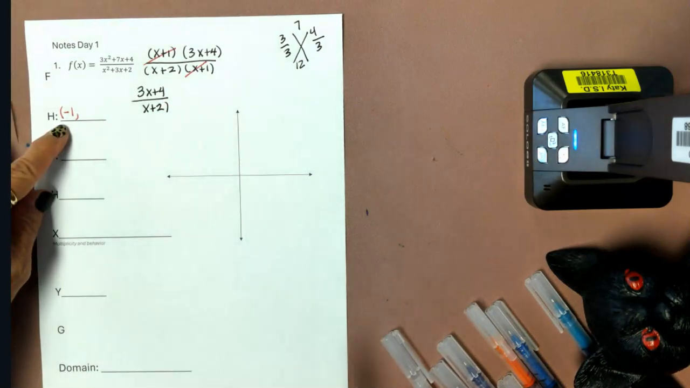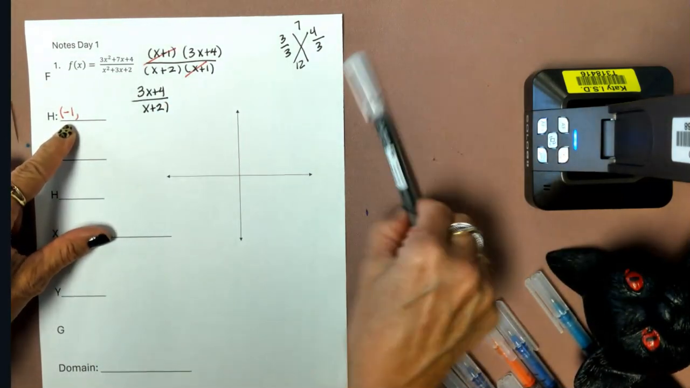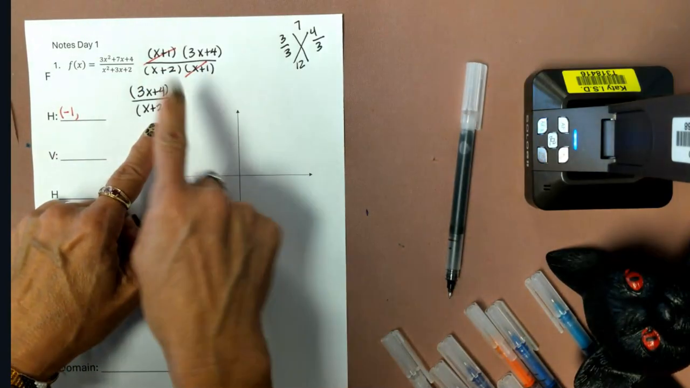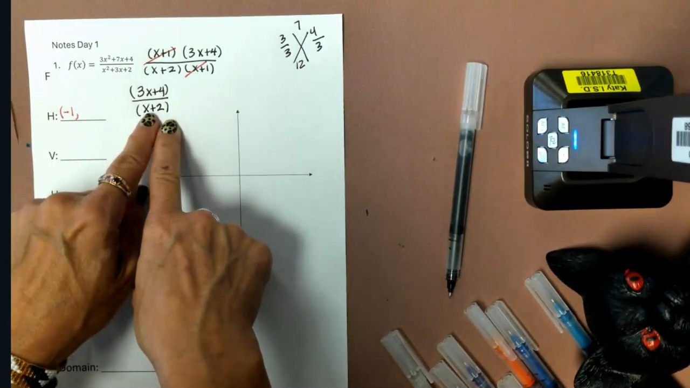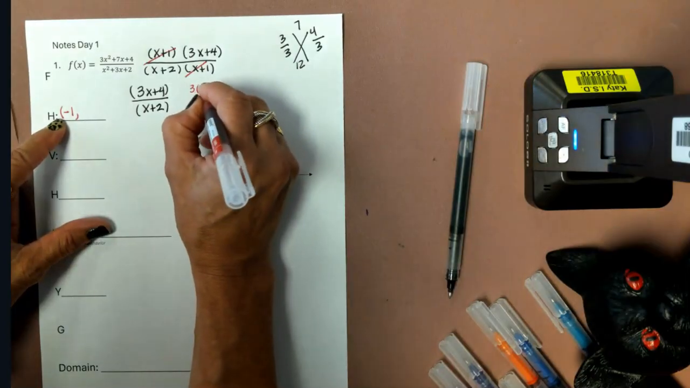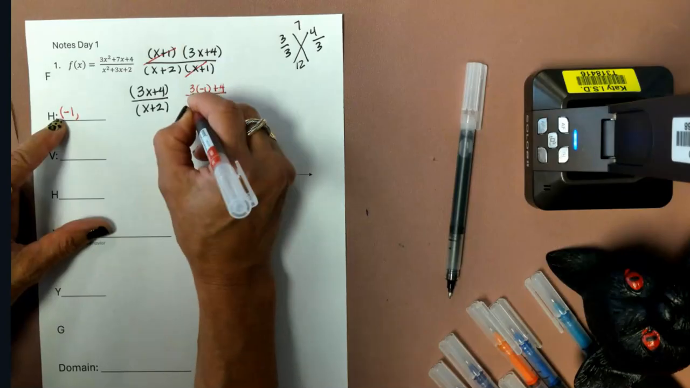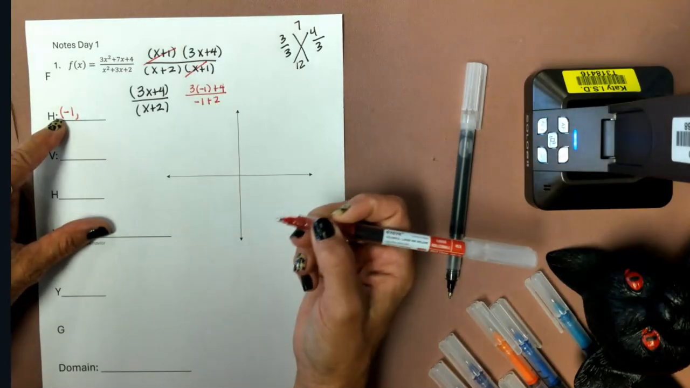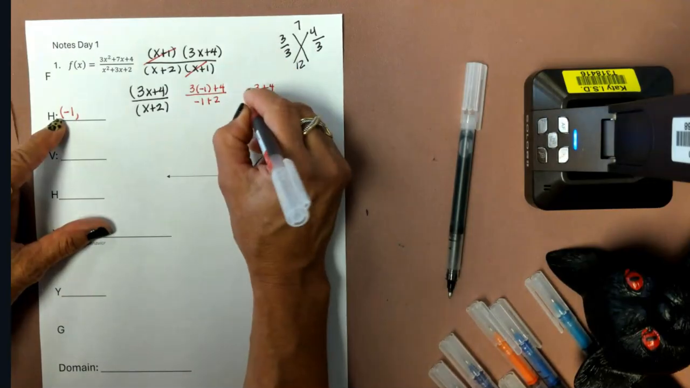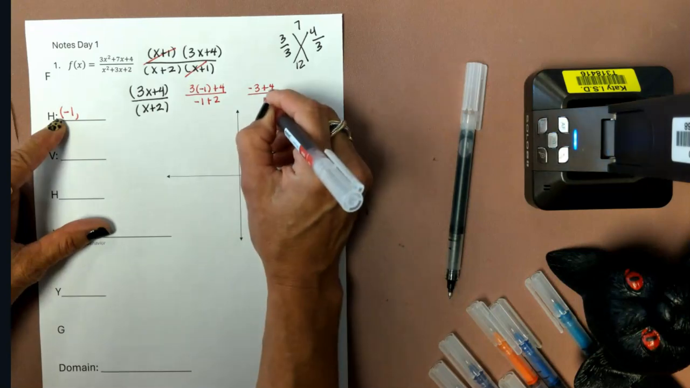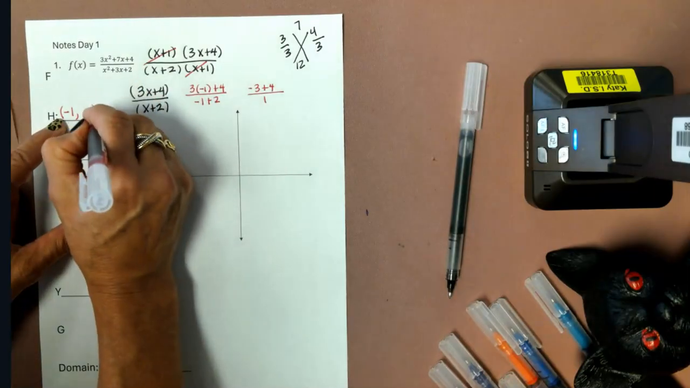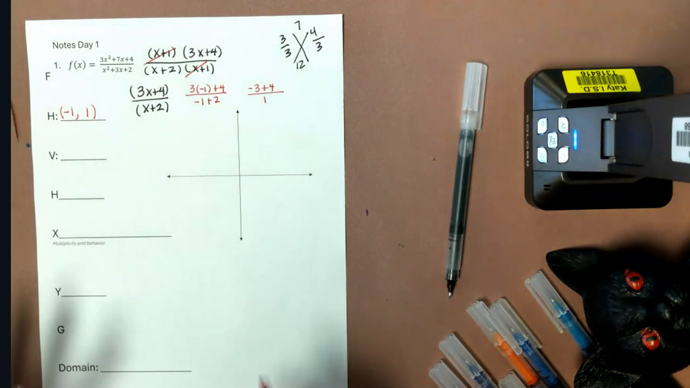So we're going to plot this hole. We have the x-coordinate, and now we're going to find the y-coordinate by plugging negative 1 into this fraction. When I plug in a negative 1, it's going to be 3 times negative 1 plus 4 over negative 1 plus 2. So 3 times negative 1 is negative 3 plus 4, and when we clean up this denominator, that's just going to be a positive 1. So a negative 3 and a positive 4 is going to give me a y-coordinate of a positive 1.